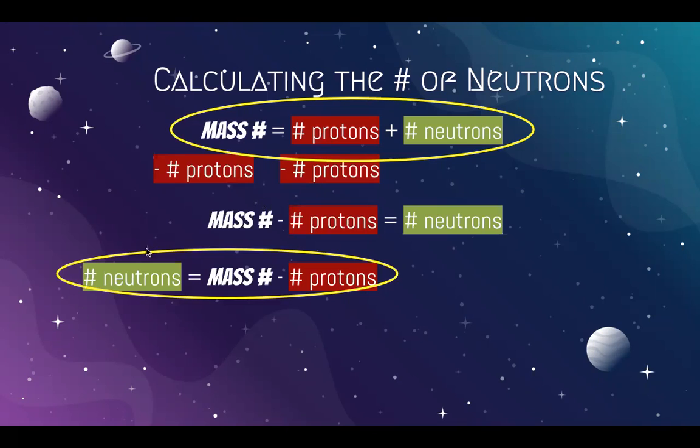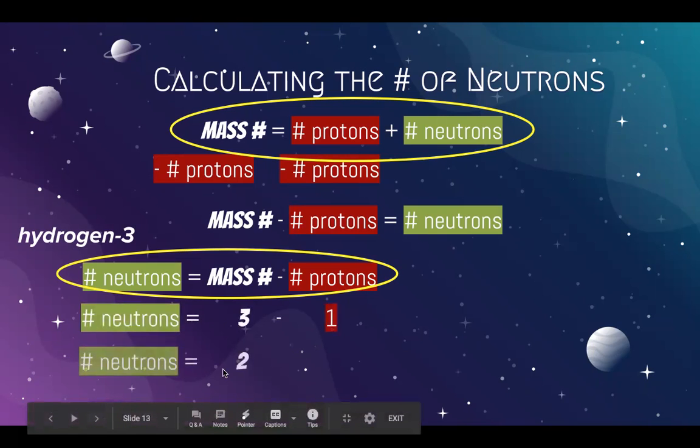So you should be able to manipulate this formula and solve for whatever it is that's needed. In this case, we're calculating the number of neutrons. So we're dealing with hydrogen 3. We're given the mass number, and we know that hydrogen has 1 proton. You could have looked that up on a periodic table, but hopefully you know that by now. So number of neutrons is 3 minus 1, which gives us 2.